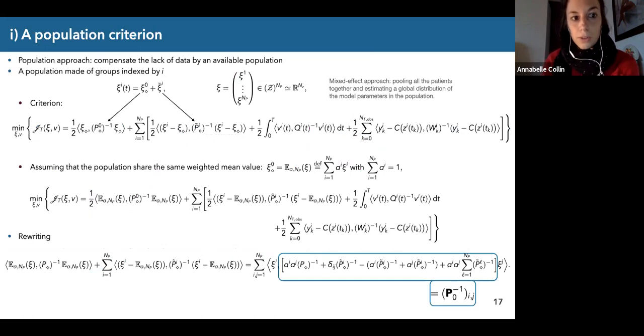So first of all, the population approach. This approach consists in compensating the lack of data by an available population. For example, when we consider a mixed effect approach, we will pool all the patients together and we will estimate a global distribution of the model parameters in the population. More precisely, we will decompose the uncertainties into two parts, a first part which concerns the fixed effect in the population, and a second part which concerns the mixed effect of the population.